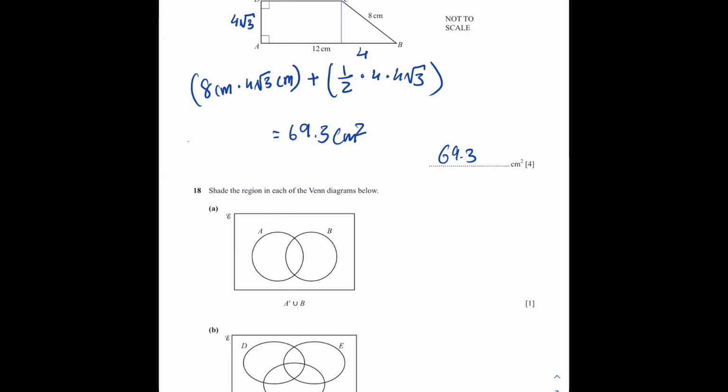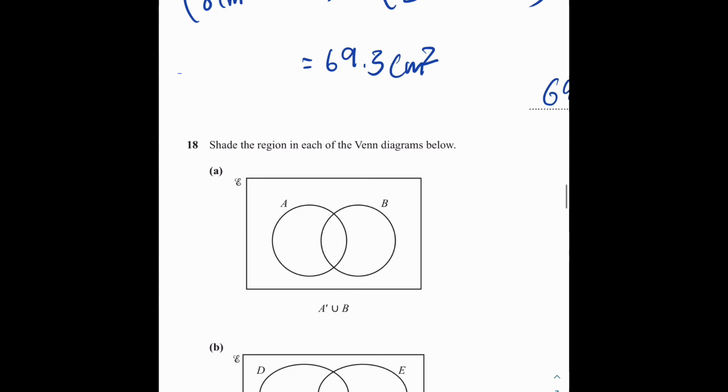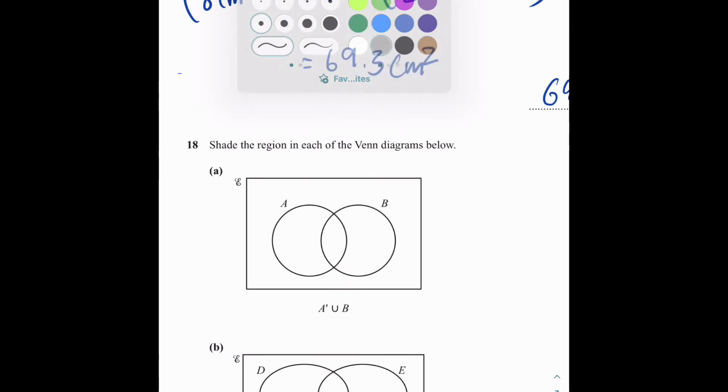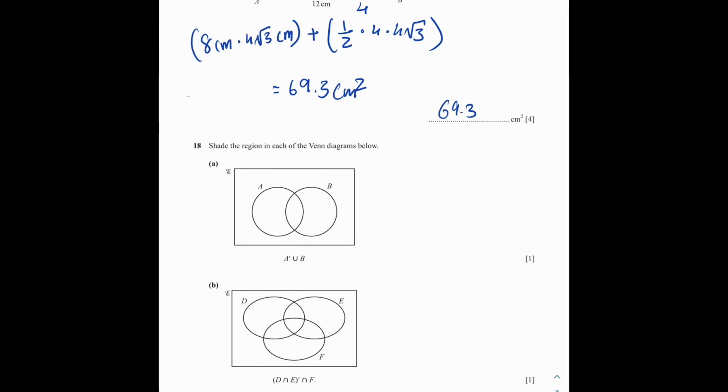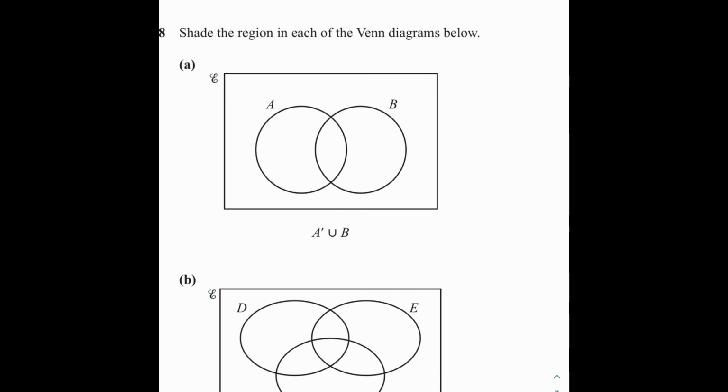Shade in the... Oh, I haven't done Venn diagrams in a while. I had an idea. Let's use this. Excuse me, sorry. Shade the region of A prime union B. Basically what that means is shade the whole B. We're just gonna shade this whole B up.